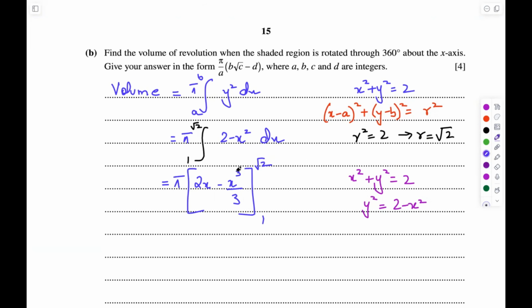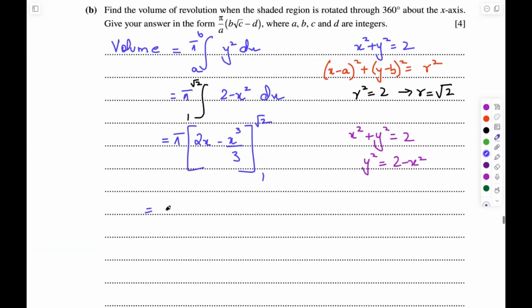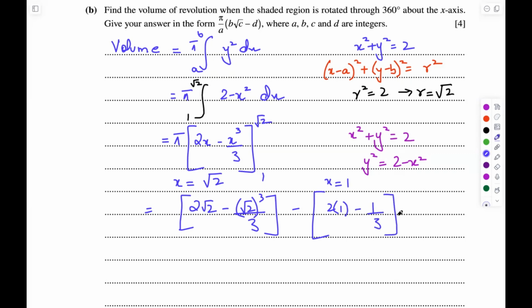Now substituting square root of 2 in place of x, so substituting x equals square root of 2, that will become 2 square root of 2 minus square root of 2 whole cubed upon 3. And then substituting x equals 1, which is the lower limit. So this will become 2 into 1 minus 1 cubed upon 3, which will be equal to 1 upon 3.